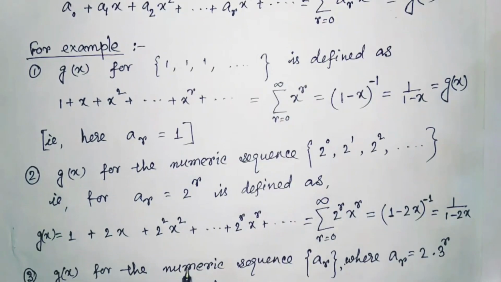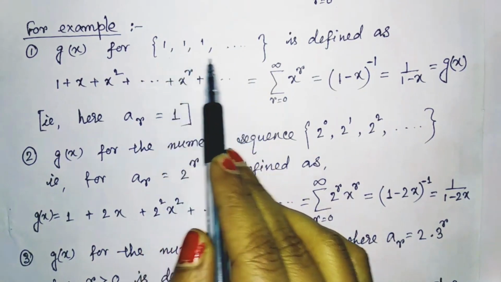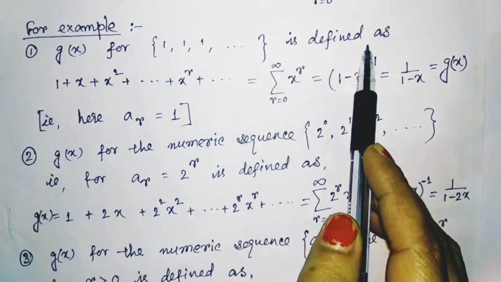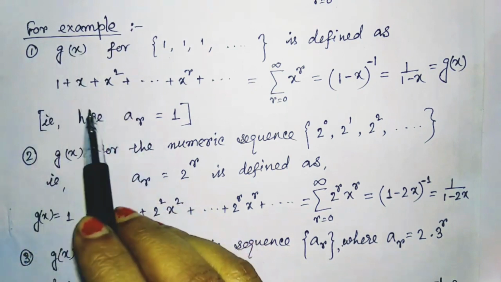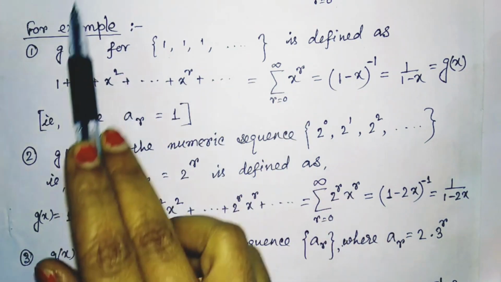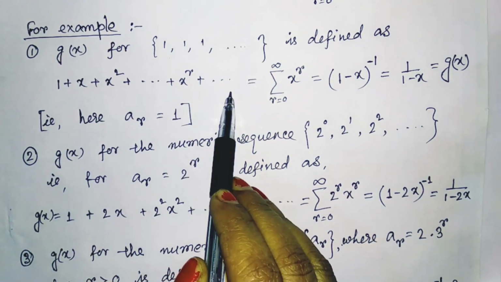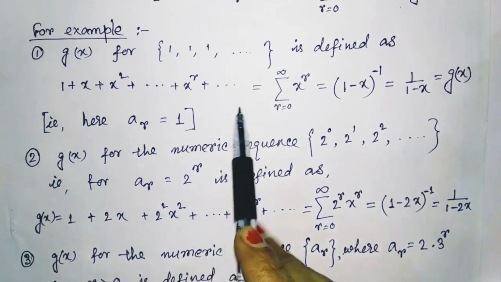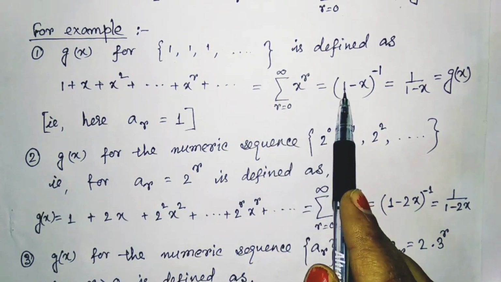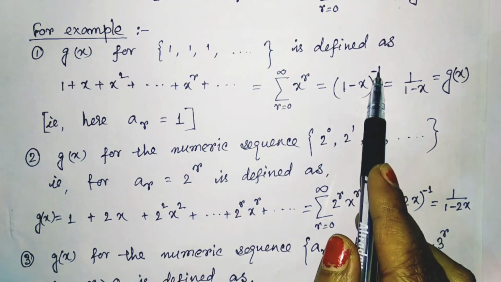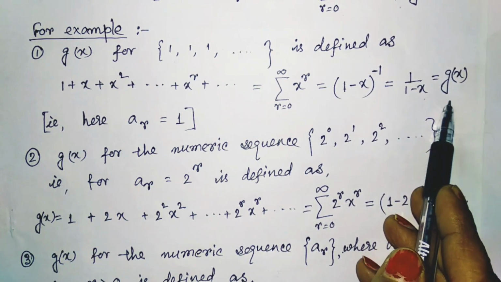For example, g(x), if the numeric sequence is 1, 1, 1, that means all the terms are 1. So we can define it as 1 plus x, because a0, a1, a2 all are 1, so we substitute 1 plus x square, in this way up to infinity. So we can write it as summation of r from 0 to infinity x to the power r, which is 1 minus x to the power minus 1, or 1 divided by 1 minus x. That is the g(x), the generating function.